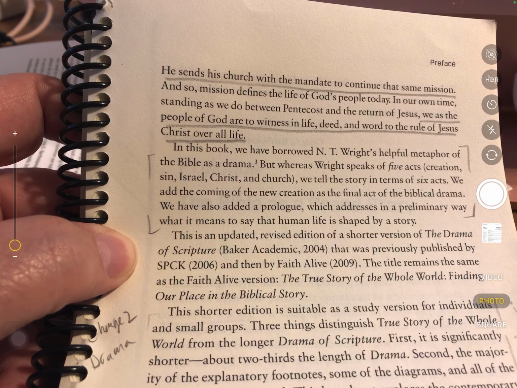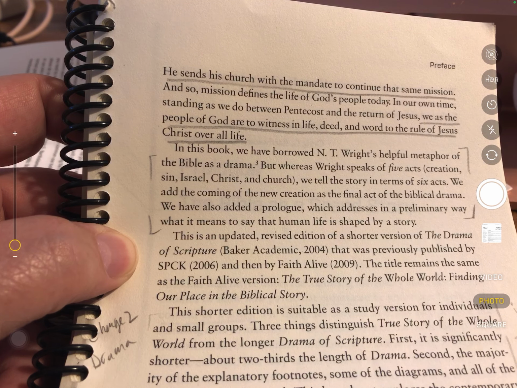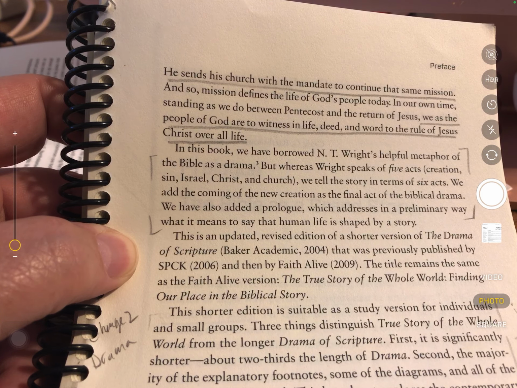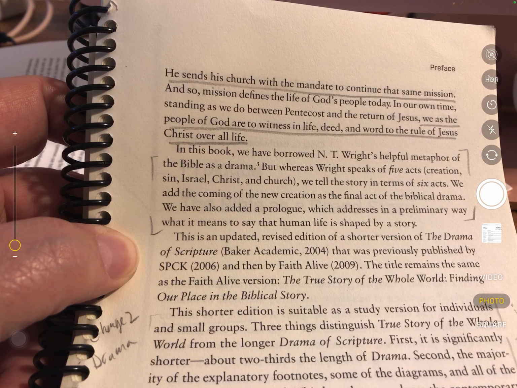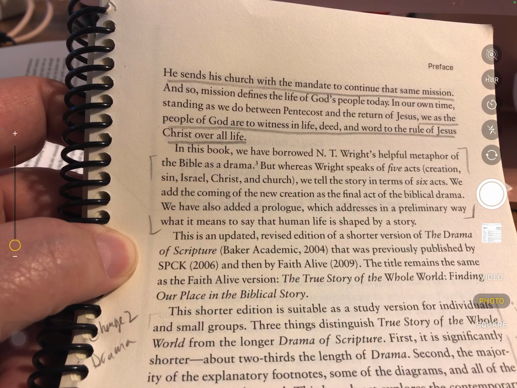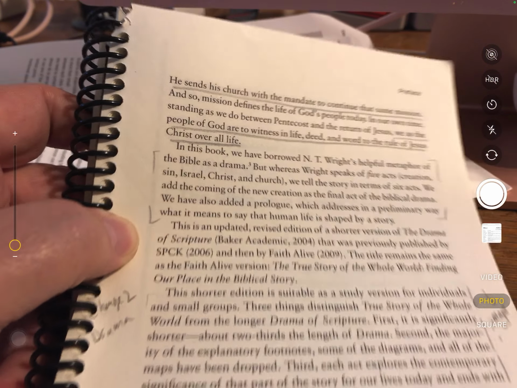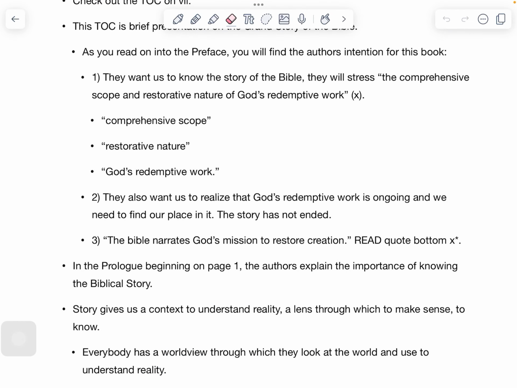And so mission defines the life of God's people today, in our own time, standing as we do between Pentecost and the return of Jesus. We, as the people of God, are to witness in life, deed, and word to the rule of Jesus Christ over all life. That really is a summary of the whole Bible there on the bottom of page Roman numeral 10 through Roman numeral 11.